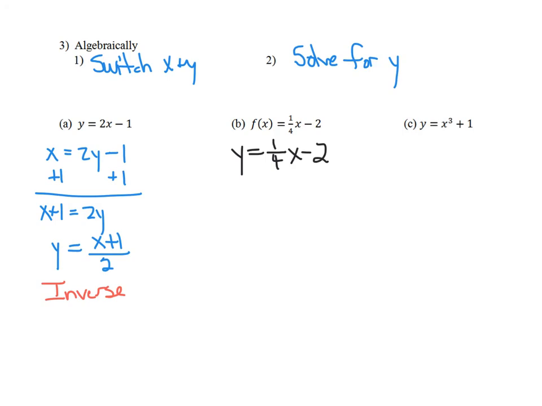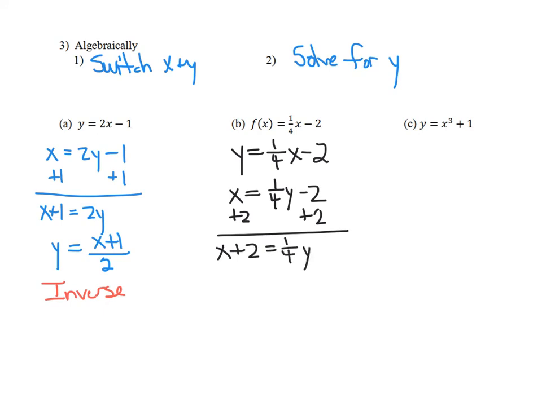But now I'm going to need to go through my steps. So the first step is to reverse the x and the y. So x is equal to 1/4 y minus 2. Then I want to solve for y, so I have to add 2 to both sides of the equation. So I now have x plus 2 is equal to 1/4 y. But to get the y by itself, I'm going to multiply both sides by 4. So I'll have 4 times x plus 2, or I could distribute that as 4x plus 8. Now, because my original function started as an f of x, I would normally write the inverse then as f inverse of x is equal to 4x plus 8.